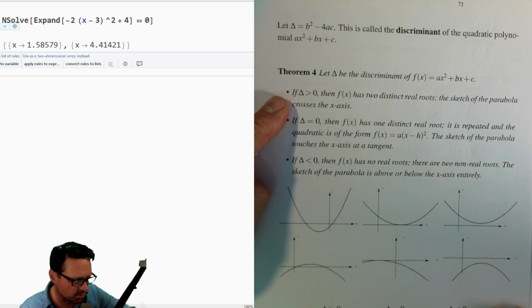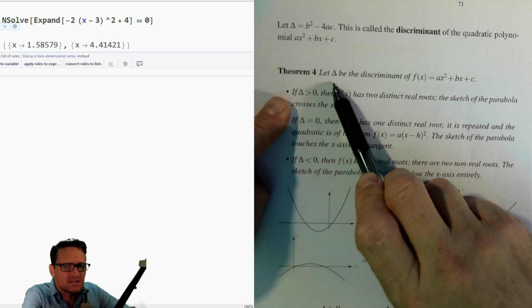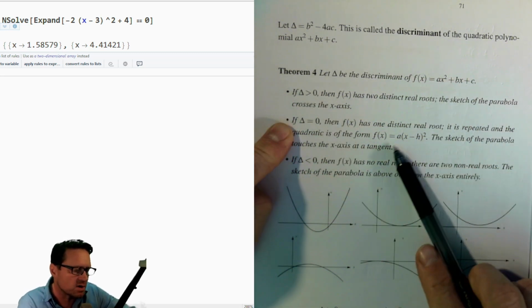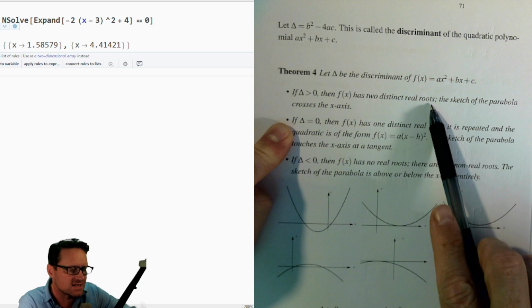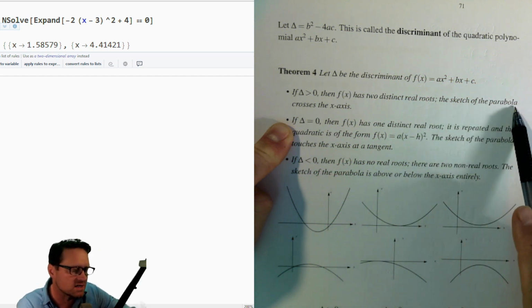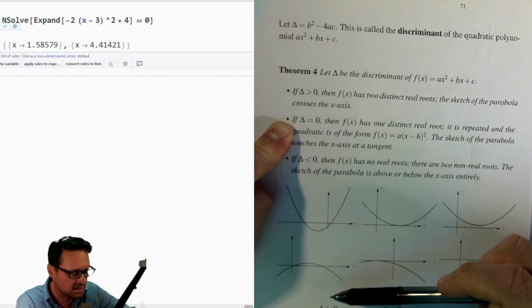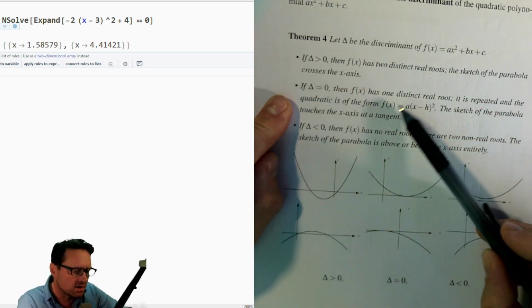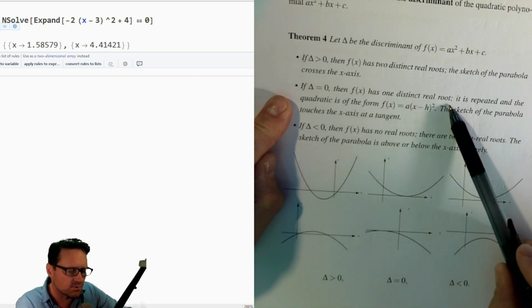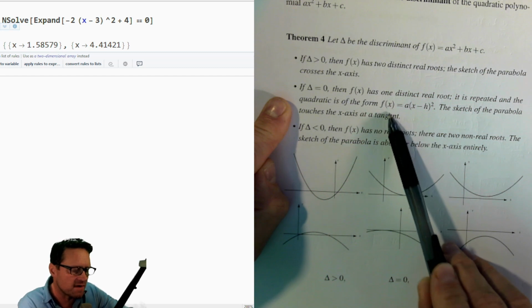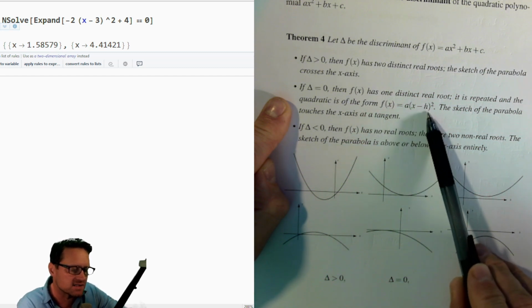And we come to an important result now. Let delta be the discriminant, so that character is called delta, of ax squared plus bx plus c, which I've called f of x. If delta is positive, then f of x has two distinct real roots. And that means that the sketch of the parabola crosses the x-axis, like what we see here and here, when delta is positive. If, on the other hand, delta is equal to 0, then f of x has one distinct real root. In fact, it's a repeated root in the quadratics of the form f of x is a in brackets x minus h all squared.